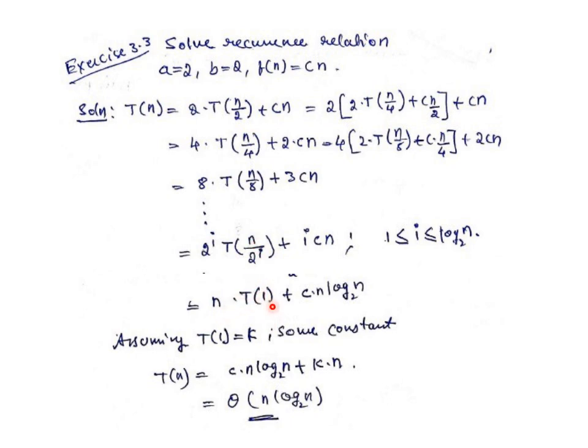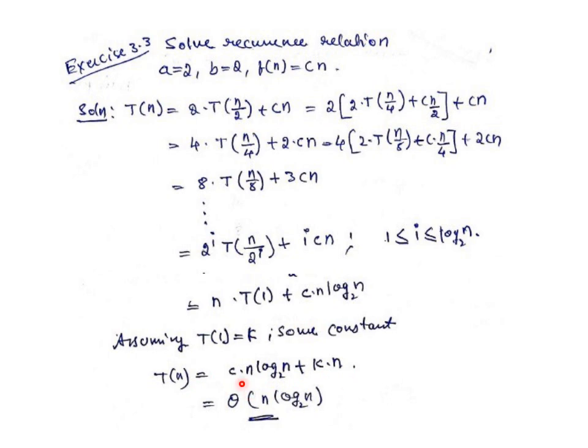So n into t of 1 plus, replace i with log n base 2, and c is here and n is here. So what we will get? n into t of 1 plus c into n log n base 2. Here we are assuming t of 1 is equal to some constant k. So the time complexity t of n equals c into n log n base 2 plus k into n. Here c and k are constants.